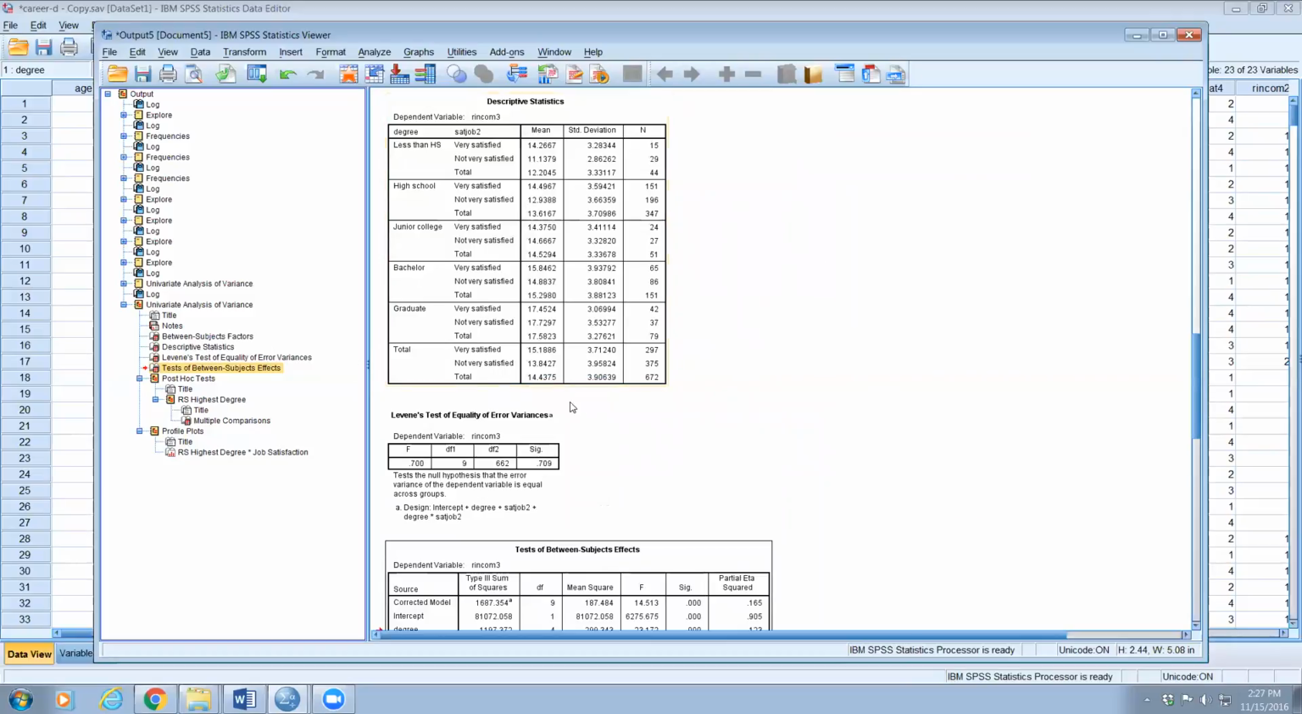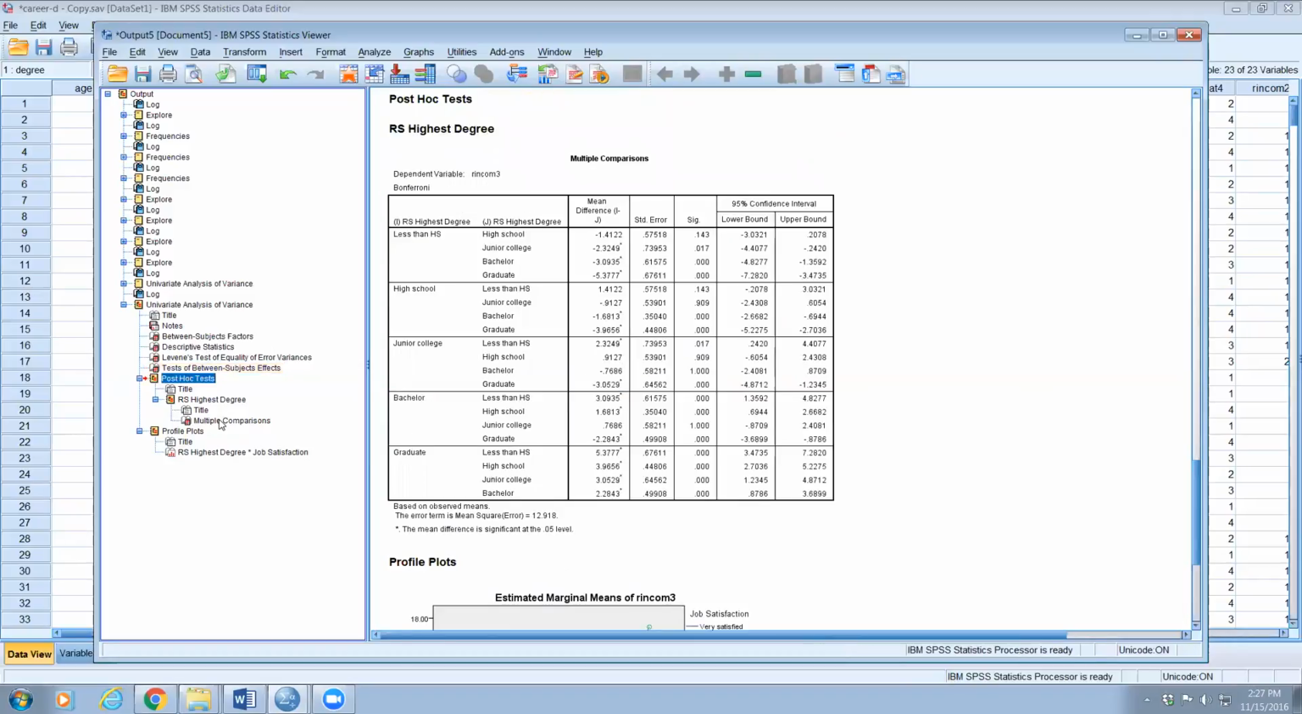So once you are done with that one, we're just going to do the post-hoc test for the degrees, because we have multiple levels. We don't know where the differences are occurring. That's where this multiple comparison is going to help us. Now, wherever you see the star, those are the significant values at 0.000 level.